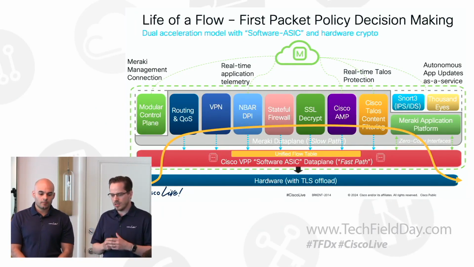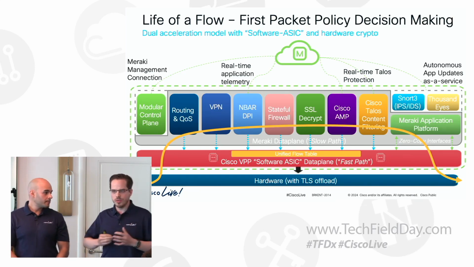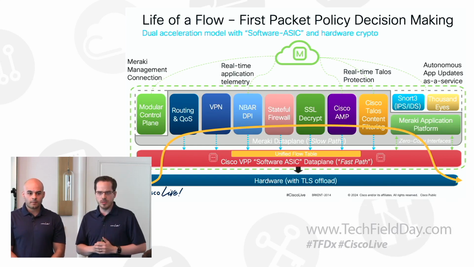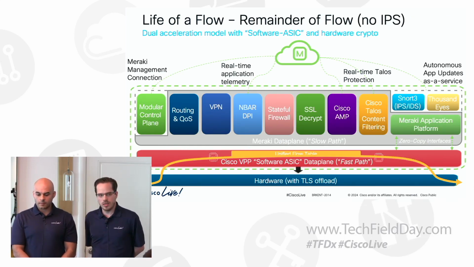And that first packet's going to go through the routing, the QoS decision making, the IPS protection, the firewall policy, all those things. And we're going to determine what we need to do with the packet at every single one of those hops. But once we make that decision of how we need to route the rest of this flow, we program that decision into VPP so that the rest of the flow from there can pass through the VPP layer.